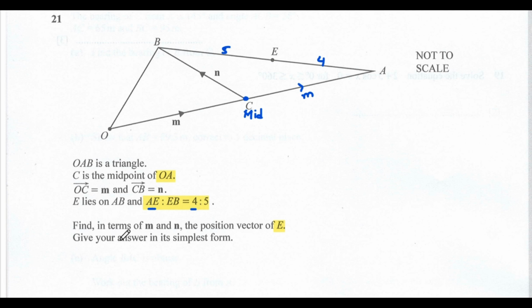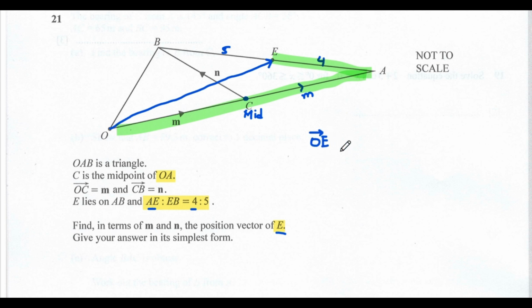Now we have to get the position vector of E. That means from the origin to E. We can follow this route, OA and AE. So I am writing that OE can be OA plus AE. And you know OA is already provided, M plus M, which would be 2M.